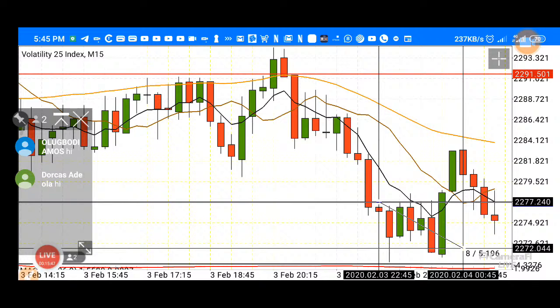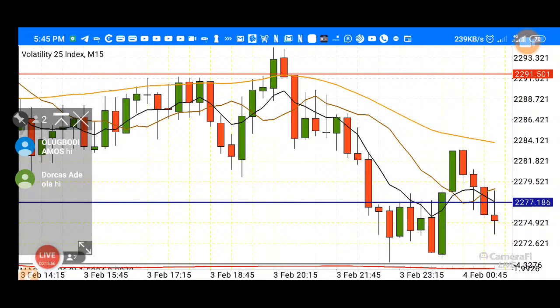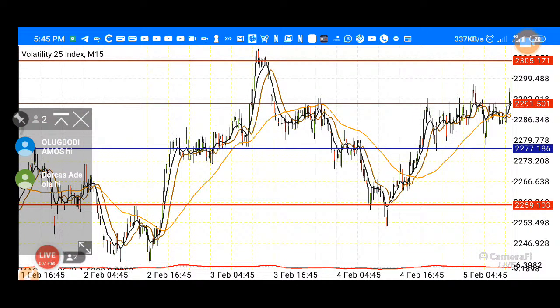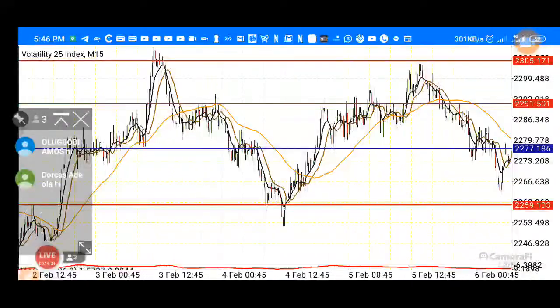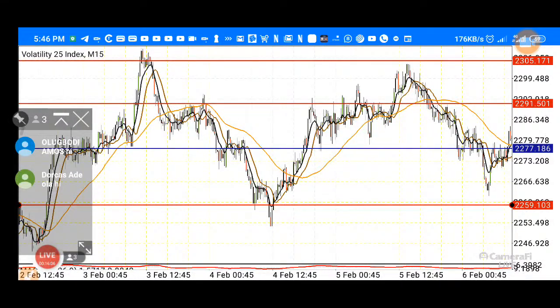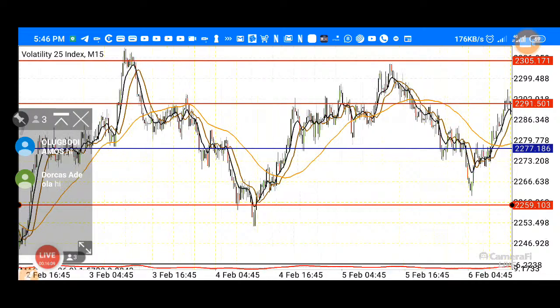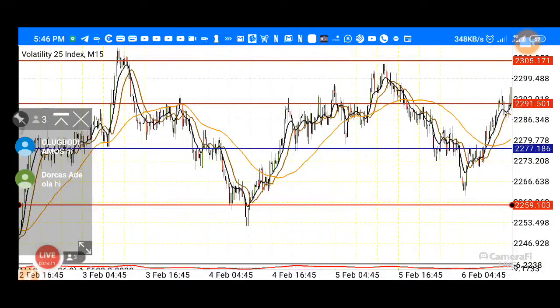So that's for the aggressive and the conservative. Let's move on. We are still checking. This would have been a good point for a buy, but the market failed to touch our level before going back up.